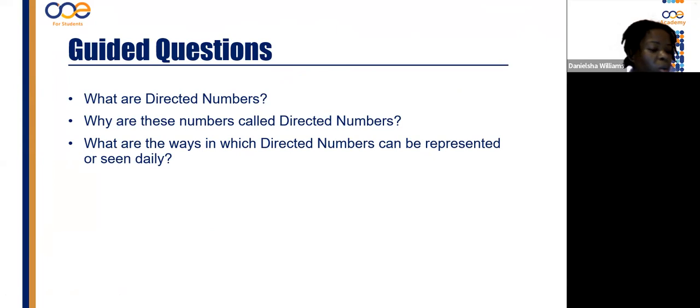So as we are about to look at our topic, we'll be focusing on directed numbers. And the questions that will be directing our lesson for this afternoon, this evening, will be like, what are directed numbers and why do we call them directed numbers, and the ways in which these numbers can be represented. So let me ask each of you before we get into the specifics, what do you think are directed numbers?